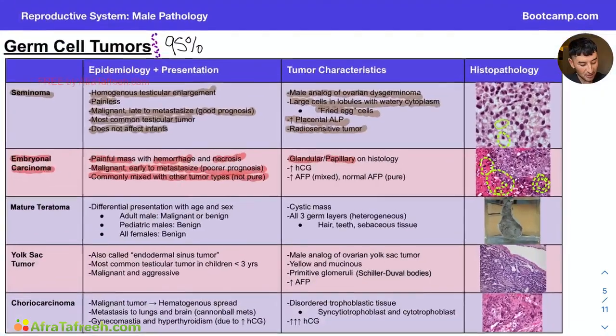So let's move on now to talk about our teratomas. These are also an analog that we talked about in the female pathology unit. So let's go ahead and talk about it in the male.